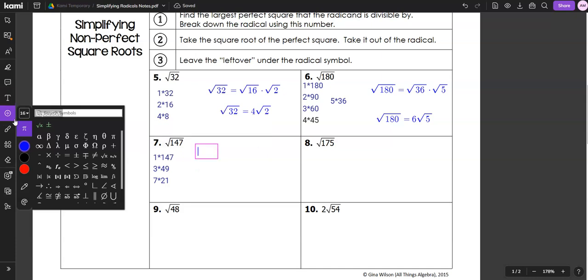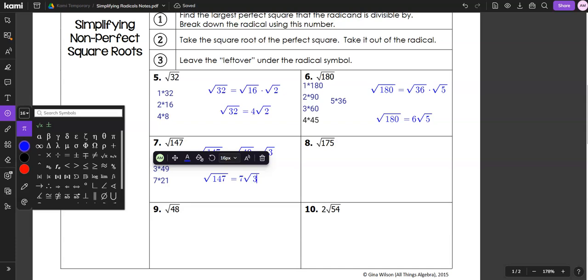So we're going to say that the square root of 147 is equal to the square root of 49 times the square root of 3, which means that the square root of 147 is equal to 7 times the square root of 3.